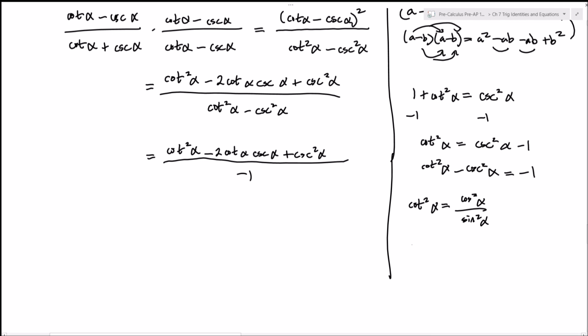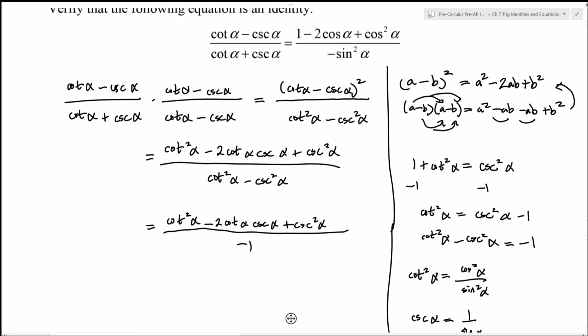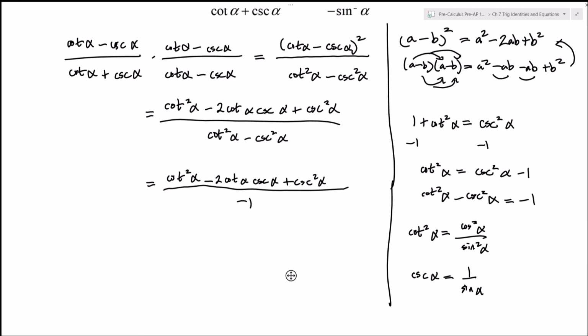Cosecant, wherever I see a cosecant alpha by itself, without a square, that's 1 over sine. I kind of like that already, 1 over sine, because I'm supposed to get a sine on the bottom. The other term is plus cosecant squared alpha, which is equal to 1 over sine squared for the same reason. So cosecant squared alpha is equal to 1 over sine squared alpha.